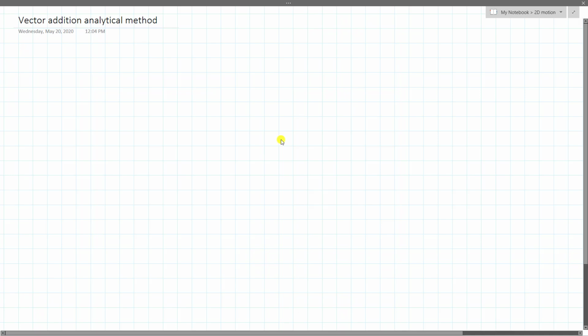In this video, I'll explain how to add vectors analytically. In the previous video, I explained how to add them graphically. So if I have a vector A, it looks like this, and vector B, it looks like this. So A plus B, let's set that equal to R, resultant. So the R will be equal to this.